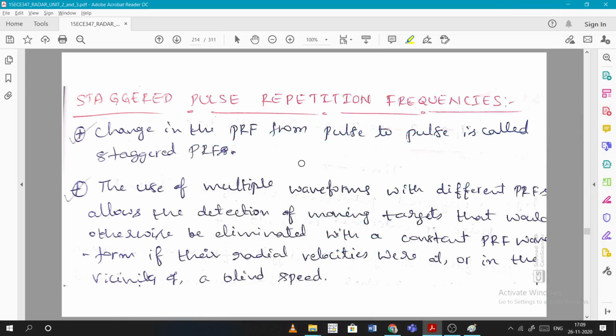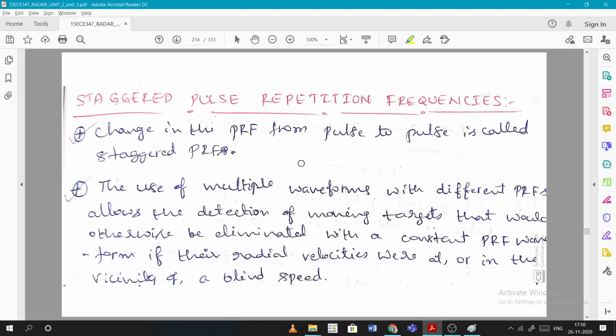Hello friends, now let's discuss staggered pulse repetition frequency. Basically, this is another method to eliminate blind speeds. So how will we eliminate them? We'll see. This has already happened in the same way: we changed the PRF to find the unambiguous range.